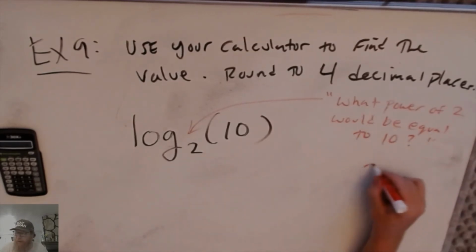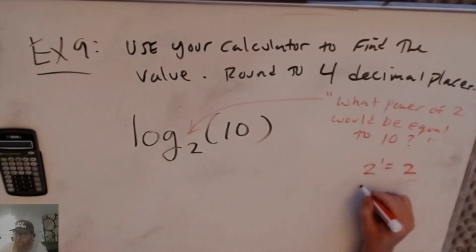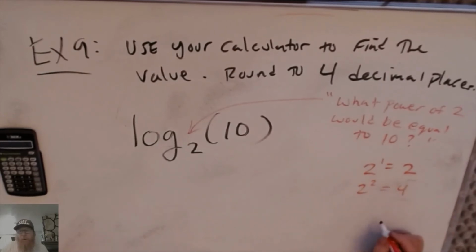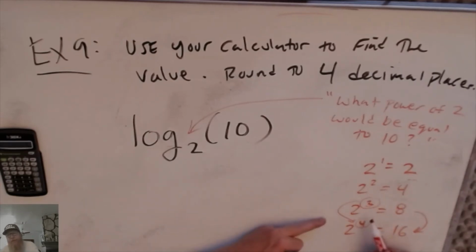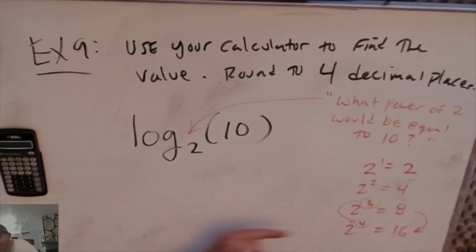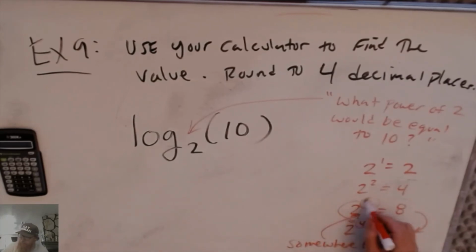Right, well, you can play around with it a little bit. 2 to the first is 2. 2 to the second is 4. 2 to the third is 8. And notice you'll never get 10. It skips right over 10 and jumps to 16. So in my mind, I know that my calculator should give me a decimal somewhere between 3 and 4.